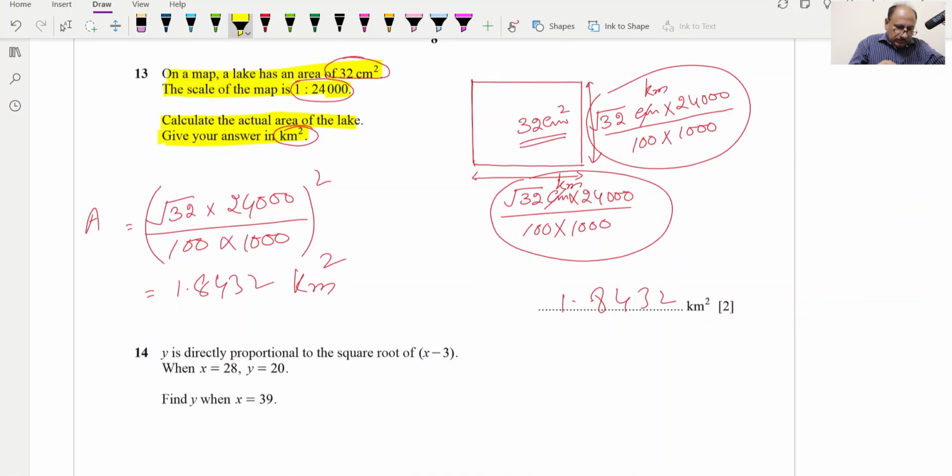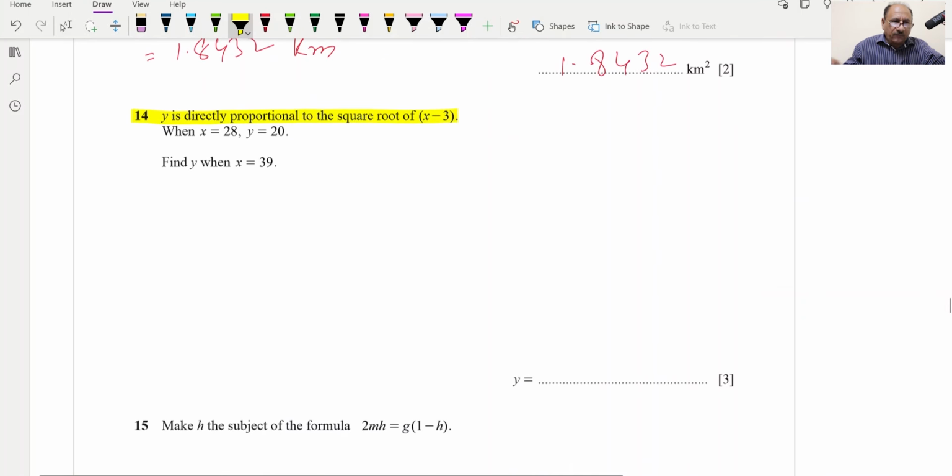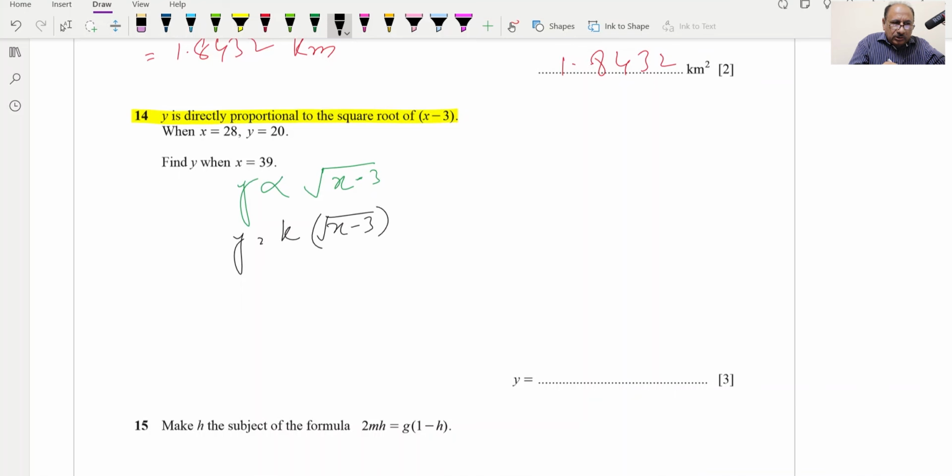Then next question number 14, y is directly proportional to the square root of x minus 3. So we can write the equation y is directly proportional to square root of x minus 3. This is our equation, and we can write equality sign and k value. This will be k times square root of x minus 3, and they're saying when x is equal to 28, y is equal to 20. So 20, and this is 28.